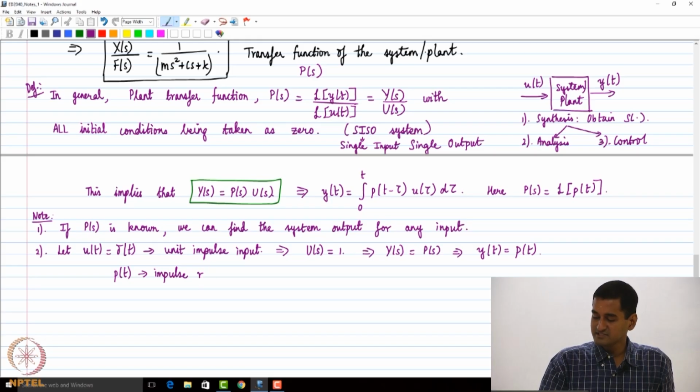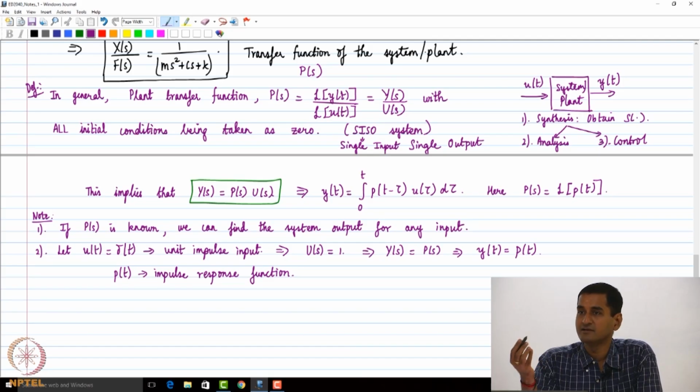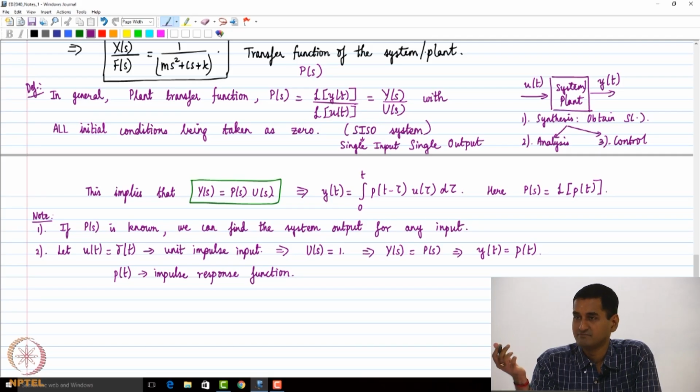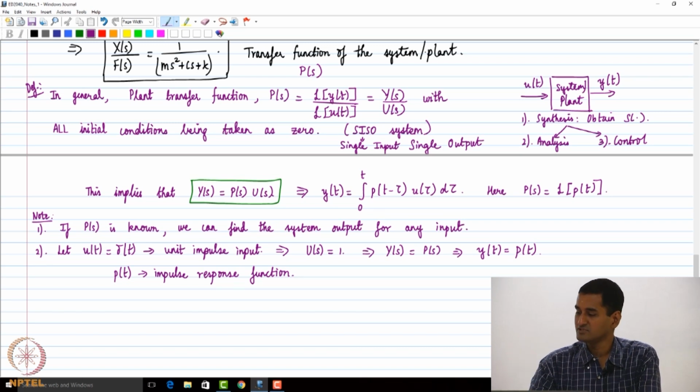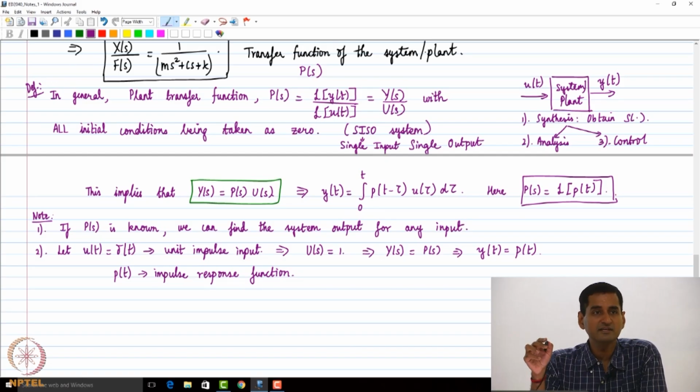So what does this mean? That means that I provide a unit impulse input to the system, and then I find out what the output is. That is essentially what is called the impulse response function. And the Laplace transform of the impulse response function is the plant transfer function. Why? Because you can see here, P of s is equal to the Laplace transform of p of t.